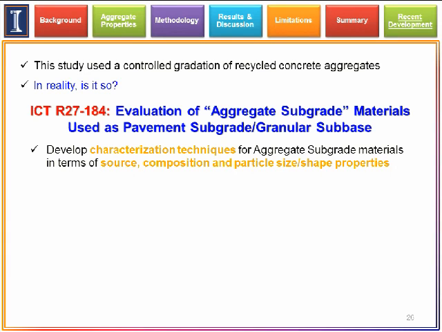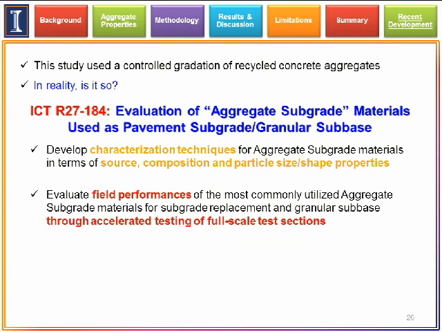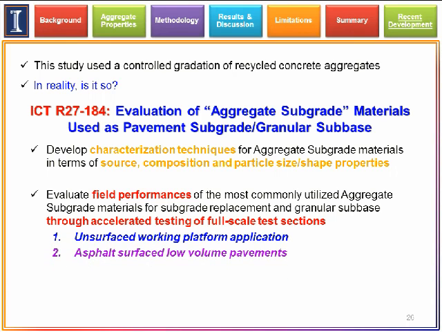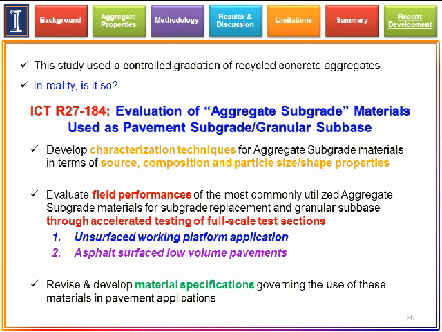The objective of this study is to develop a characterization technique of aggregate subgrade materials in terms of source, composition, particle size and shape properties, then evaluate field performances of the most commonly utilized aggregate subgrade materials for unsurfaced working platform application and asphalt surfaced low volume pavements. And finally, revise and develop material specifications governing the use of these materials in pavement applications.